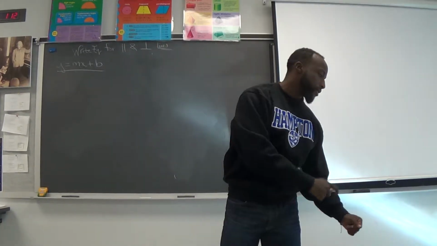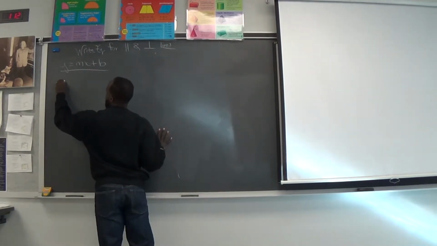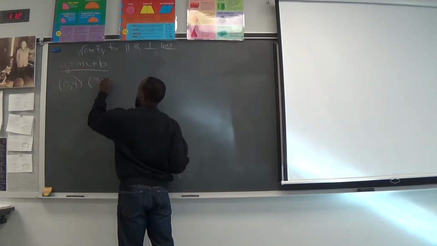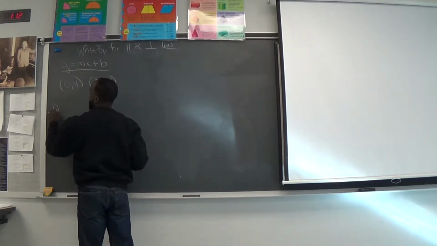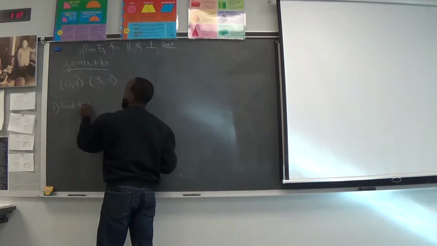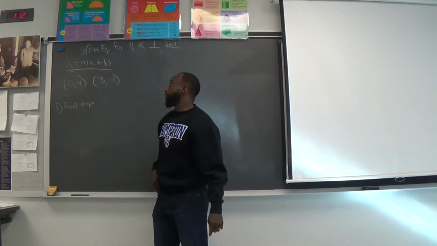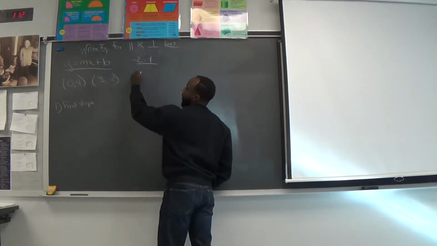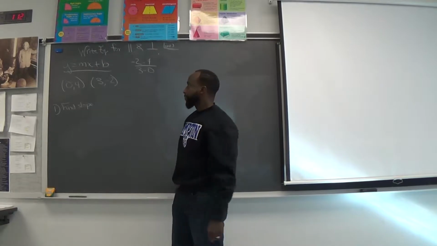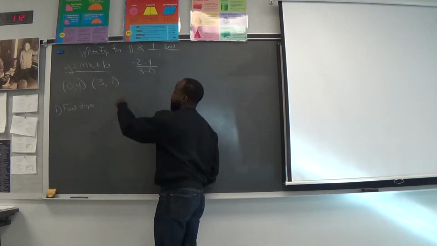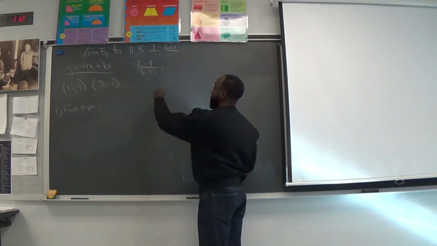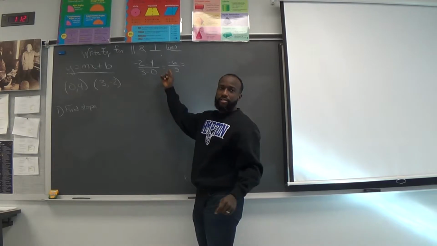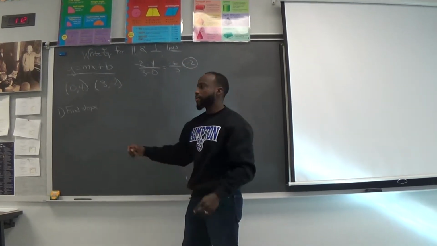Let's put a line in this equation. Let's use the points given here: 0, 4, and the other point looks like 3, negative 2. The first thing you want to do, for putting any set of points into an equation for a line, is find the slope. We'll use the slope formula: y2 minus y1 over x2 minus x1. This is x1, this is y1, this is x2, this is y2. Negative 2 minus 4 is negative 6, and 3 minus 0 is 3. We can simplify this to negative 2. So our slope is negative 2.